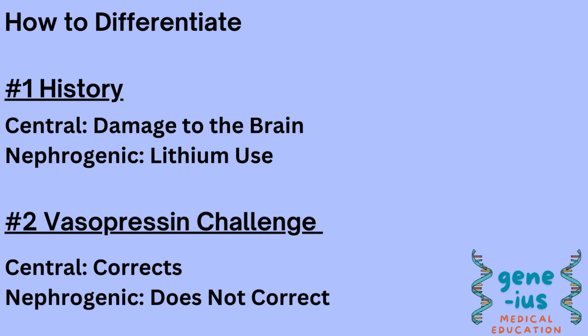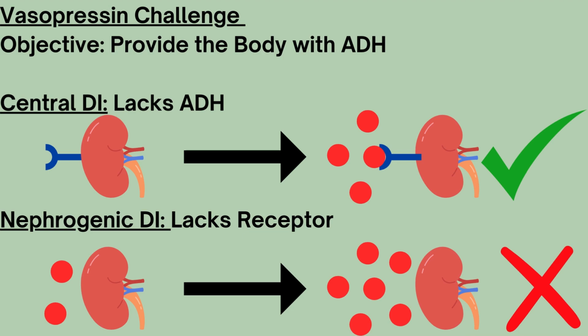In that case, we're going to be looking for a vasopressin challenge, which will correct the osmolarity in central DI, but not correct the osmolarity in nephrogenic DI. So vasopressin challenge is effectively providing the body with ADH. So we already talked about how in diabetes insipidus, you either lack ADH, which is the case in central DI, or you lack the receptors to respond to ADH, which is the case in nephrogenic DI.